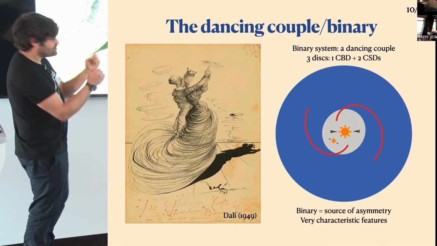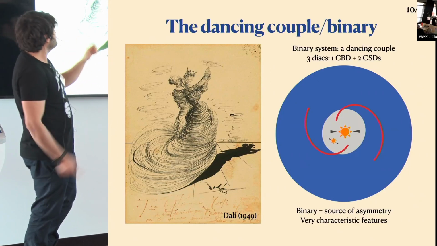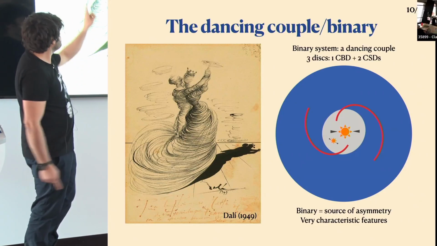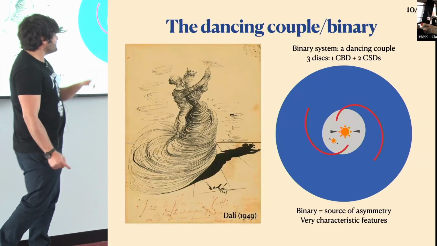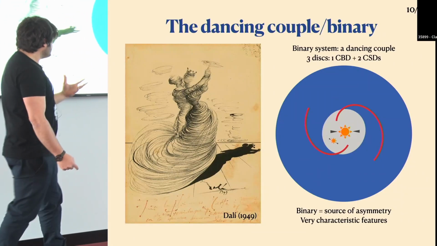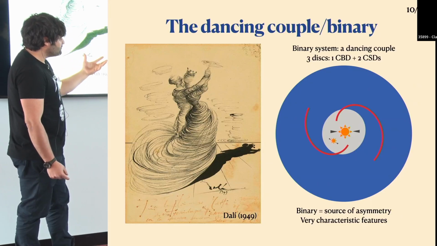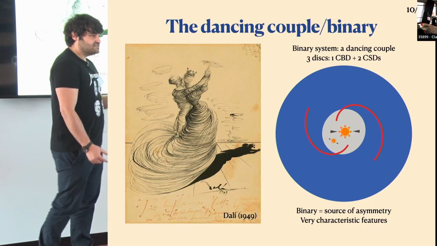And then you see that each dancer is also spinning a little bit around its own axis. So that's what you have here. That would be the circumstellar disk that we have. So the idea here is that the binary is the source of asymmetry, and that leaves very characteristic features.